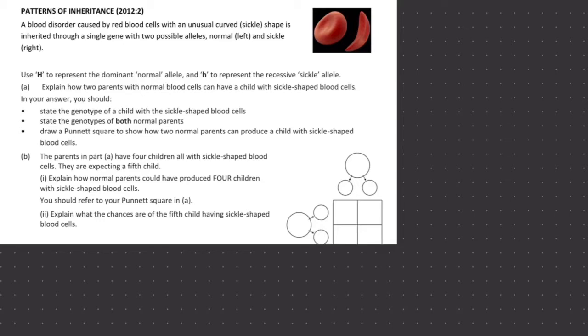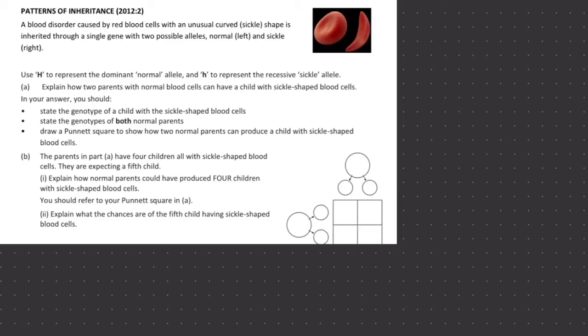A blood disorder caused by red blood cells with an unusual curved sickle shape is inherited through a single gene with two possible alleles, normal, as you can see on our left, and sickle, as you can see on our right. We use H to represent the dominant allele, capital H, and lowercase h to represent the recessive or sickle allele. In our answer for A, we're going to explain how two parents with normal blood cells can have a child with sickle-shaped blood cells.